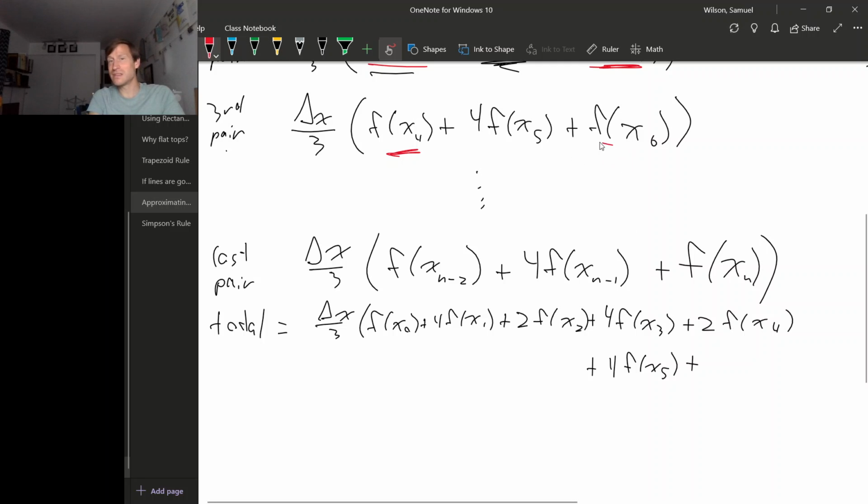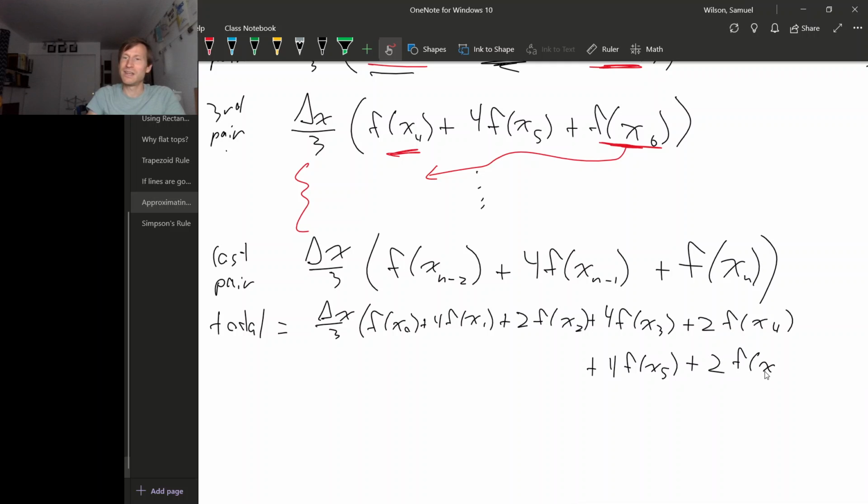Now x sub 6 shows up once here, but remember there are a bunch of other pairs in the middle here, and x sub 6 shows up once here, but it also shows up at the beginning of the next line. So there's a 2 f of x sub 6, and so on. You see there's this pattern where the middle points get a 4, and the end points get a 2 because they show up once on the right-hand end and once on the left-hand end. So it keeps alternating, 4, 2, 4, 2, 4, 2. So dot, dot, dot.